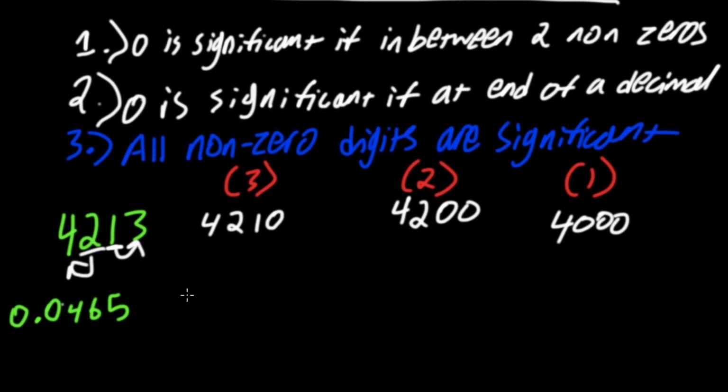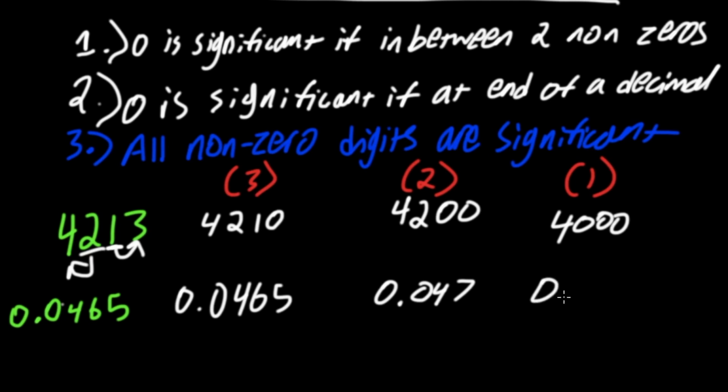So to 3 figures would be the same as our original problem. 2 figures would be to the 6, and because it's a 5, the 6 would become a 7, giving us 0.047. And if we rounded it to 1 significant figure, we would have 0.05, because the 6 causes the 4 to go to a 5.